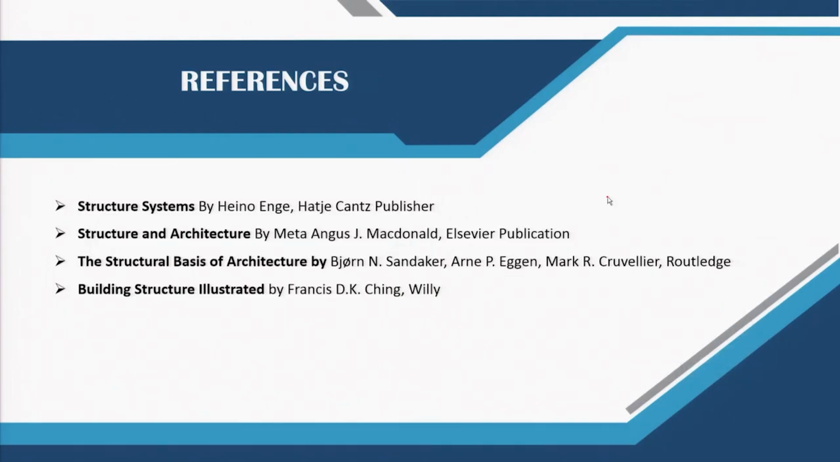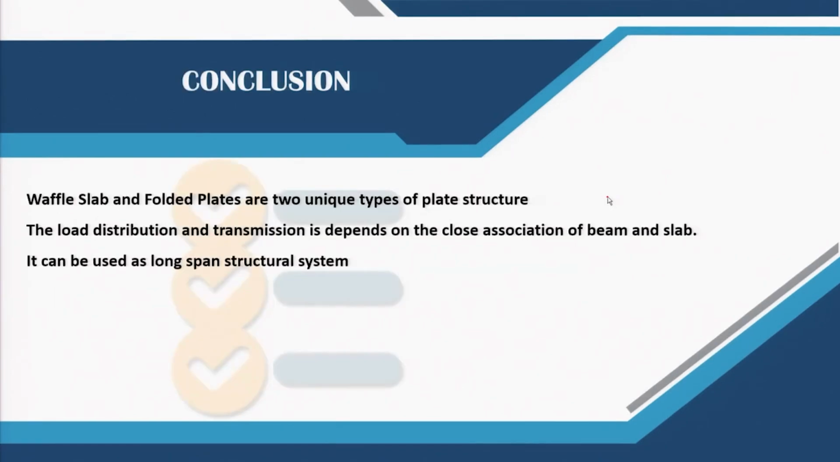So, these are the references of this particular lecture, and in conclusion I must say that the waffle slab and the folded plates are two very unique types of plate system, and the load distribution and transmission depend upon their close association with the beams and the slabs, and they can act as a very wonderful solution for long span structures.